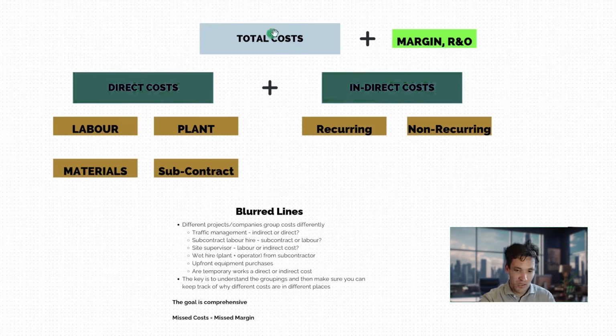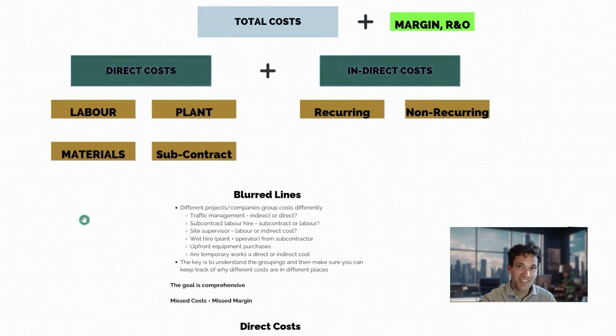Combine our direct and our indirect, we get our total project cost, to which we need to apply our margin, both our profit margin and our corporate overheads, plus factoring in the uncertainty that matters to our risk and opportunity to get our sell price, which is what we charge the client.